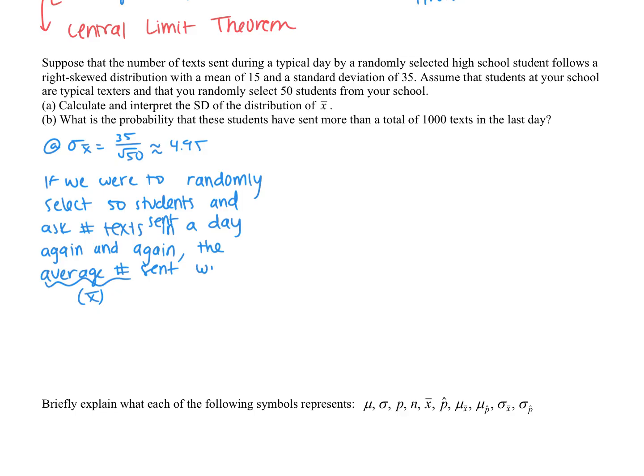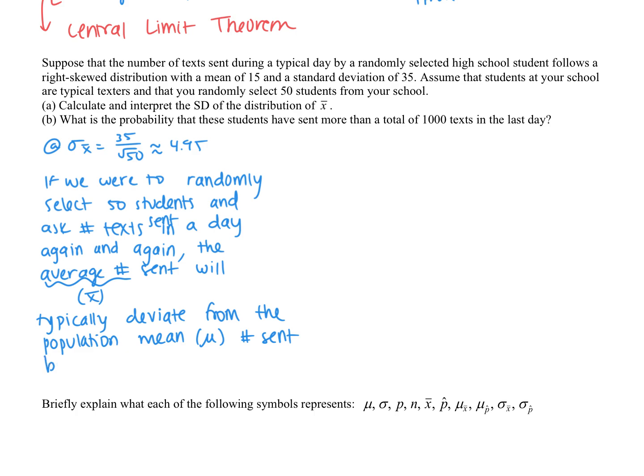The average number sent will typically deviate from the population mean, so that's mu, number sent, by 4.95 messages. So we're referring to two averages here. The one average comes from the sample, and then that's typically how far it's going to be from the population.